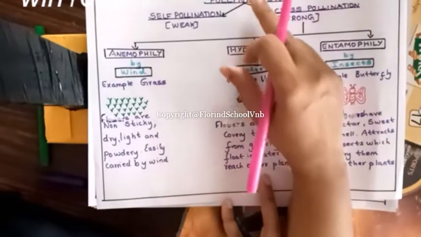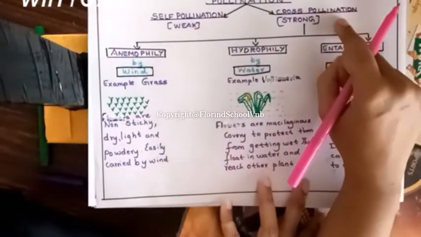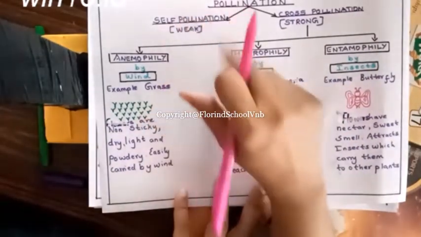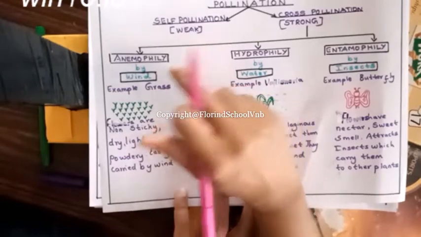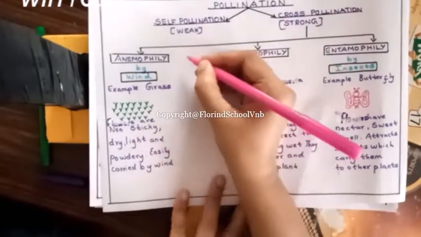Thus, pollination is of two types, self-pollination and cross-pollination. Self-pollination is among the plants itself, among the same plant.